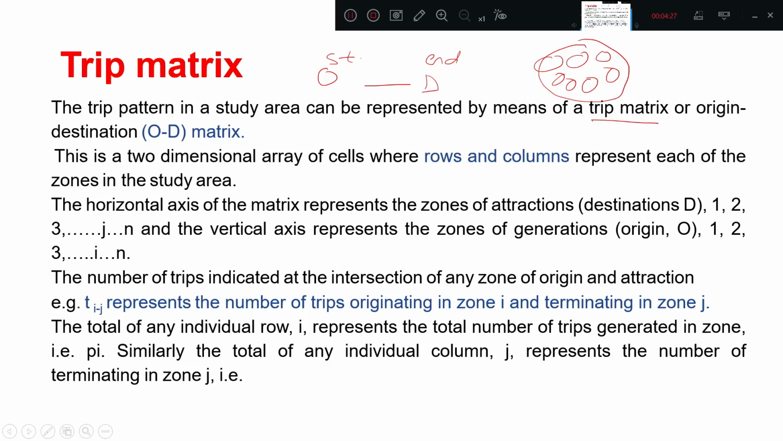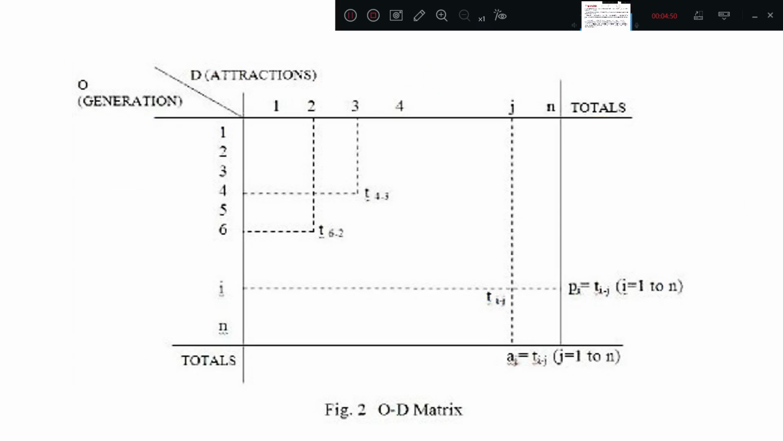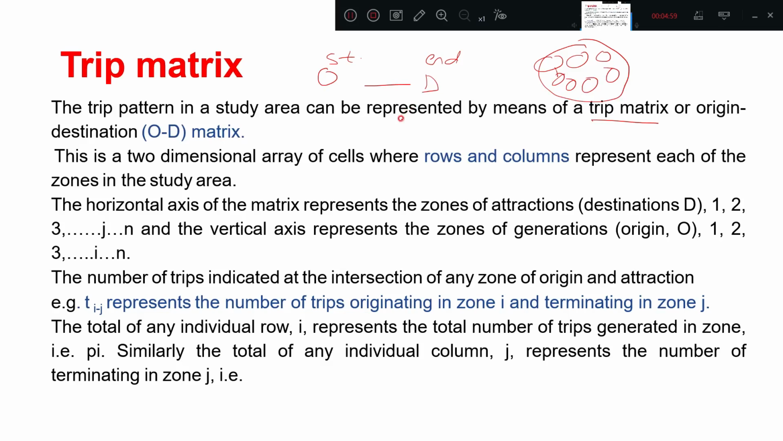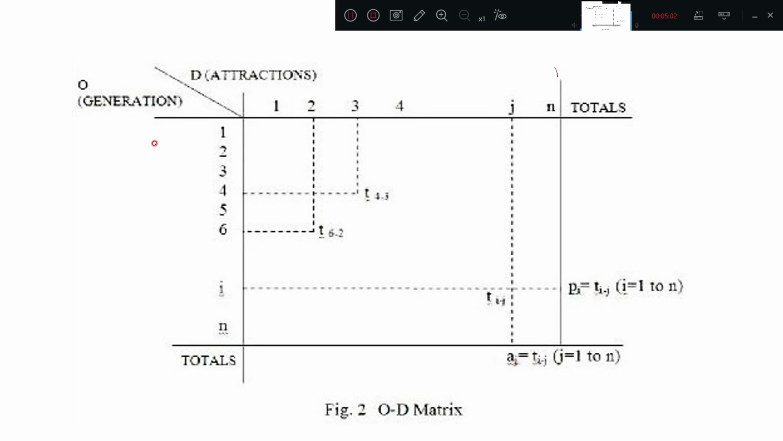So here the horizontal axis of the matrix is represented by the trips being attracted, that is D, and we are making zones 1, 2, 3, 4 like this, n number of zones, and the vertical axis is represented with the origin. So here you can see clearly in this matrix: horizontal, that is trips attracted, and trips originated. Here it is written origin and destination.